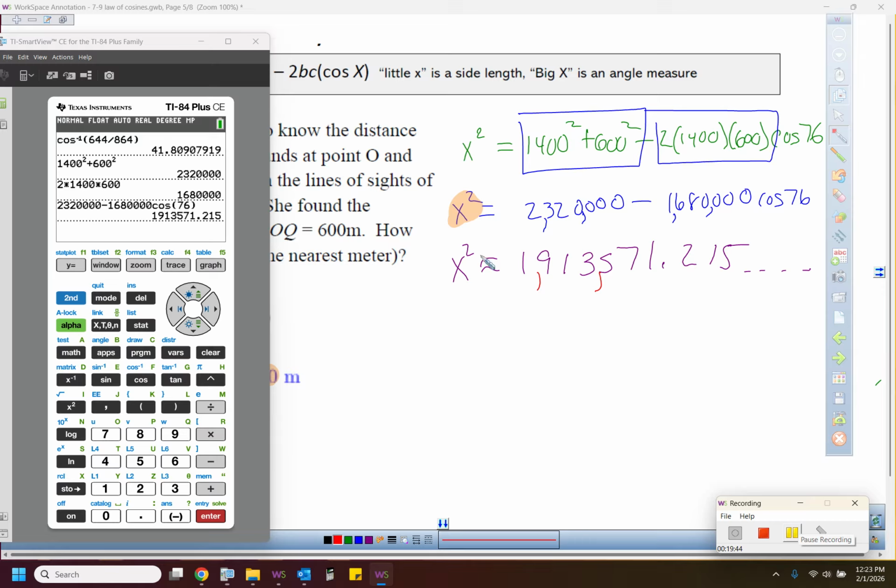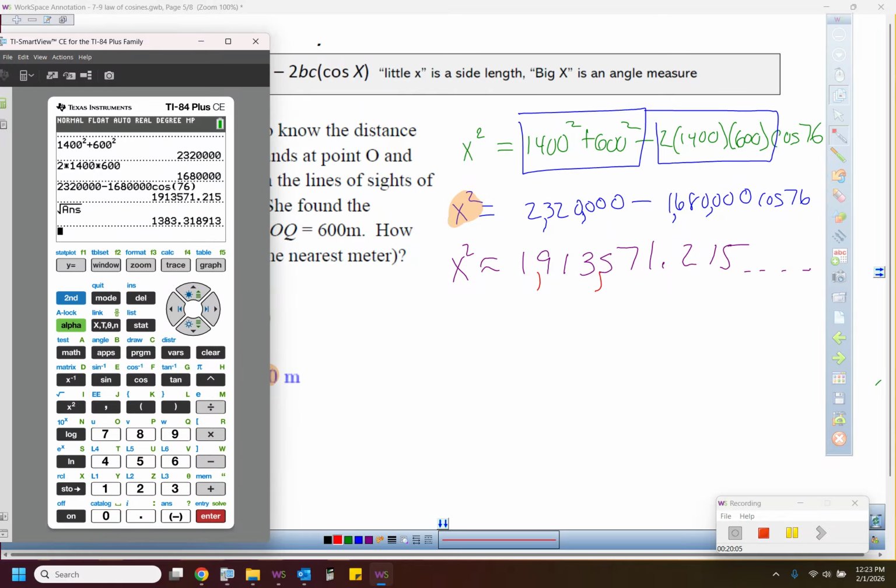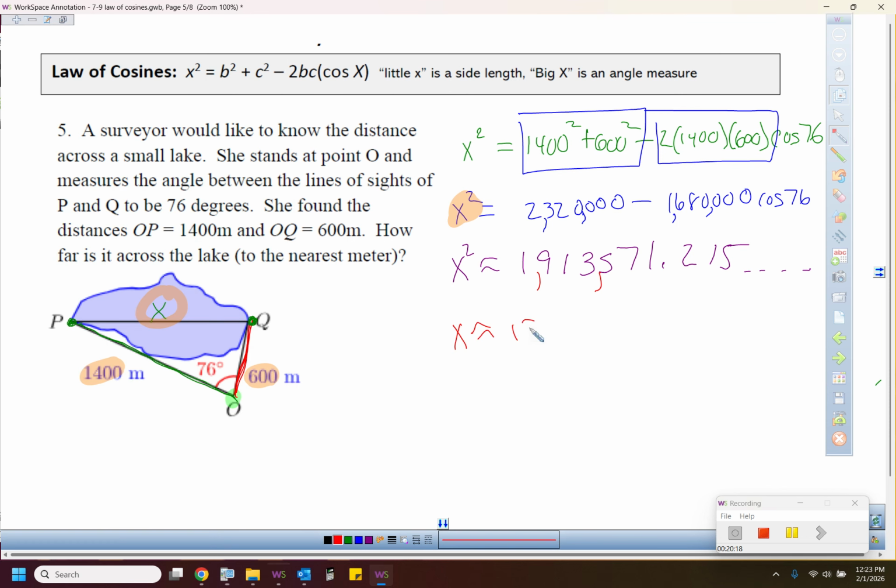And that's not what x is. That's what x squared is. So I will square root that previous answer. And there's where I'll get about, they say round to the nearest meter also in this situation, so about 1383. X is about 1383 meters in this case.